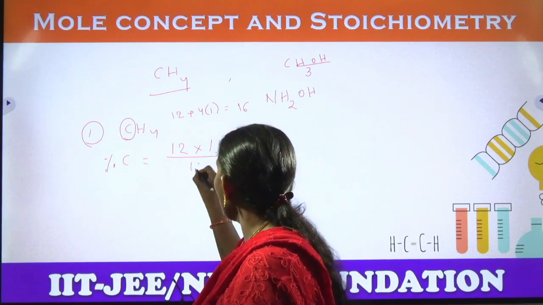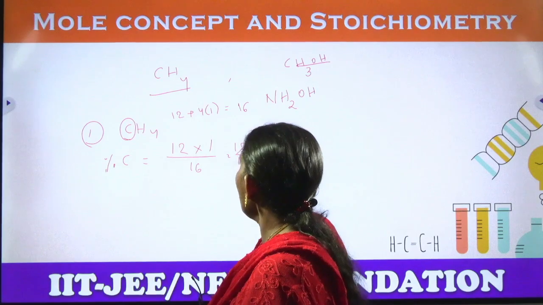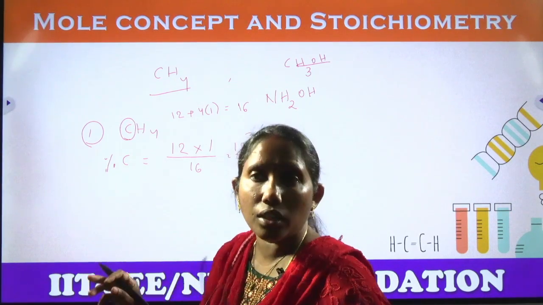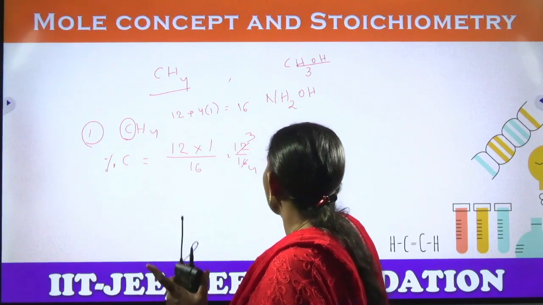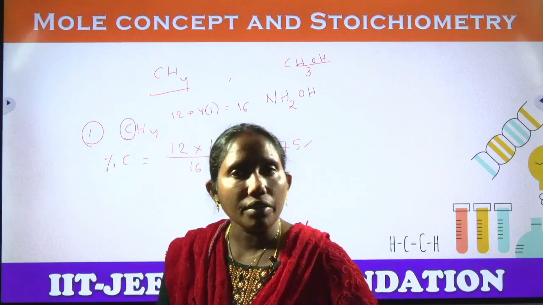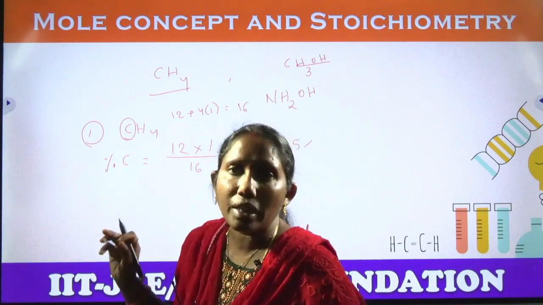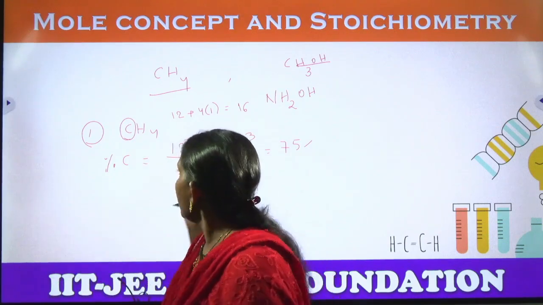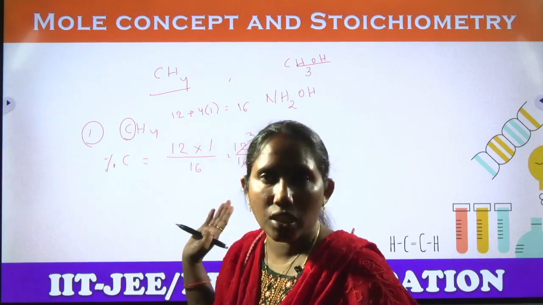So, 12 by 16. This is simply 3/4, since 4 3s are 12 and 4 4s are 16. 3 by 4 is nothing but 75%. If you consider the overall CH4 compound as 100, then 3/4 part of it is carbon, meaning 75% carbon is present.